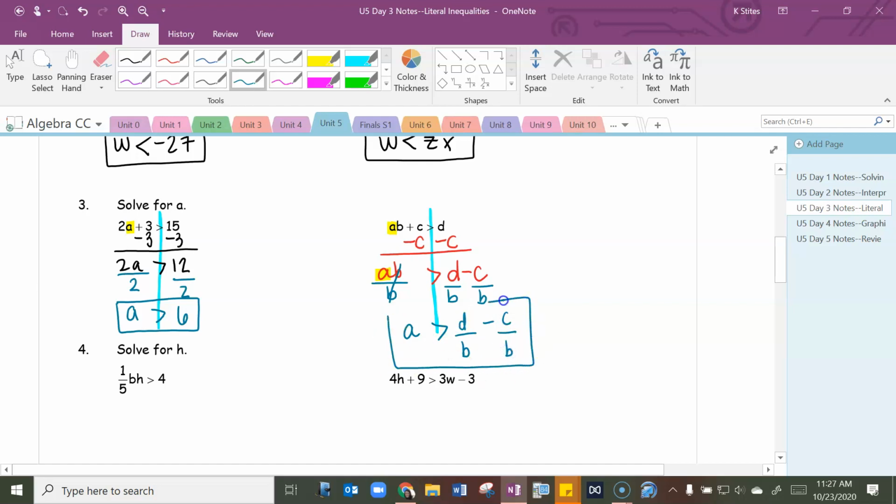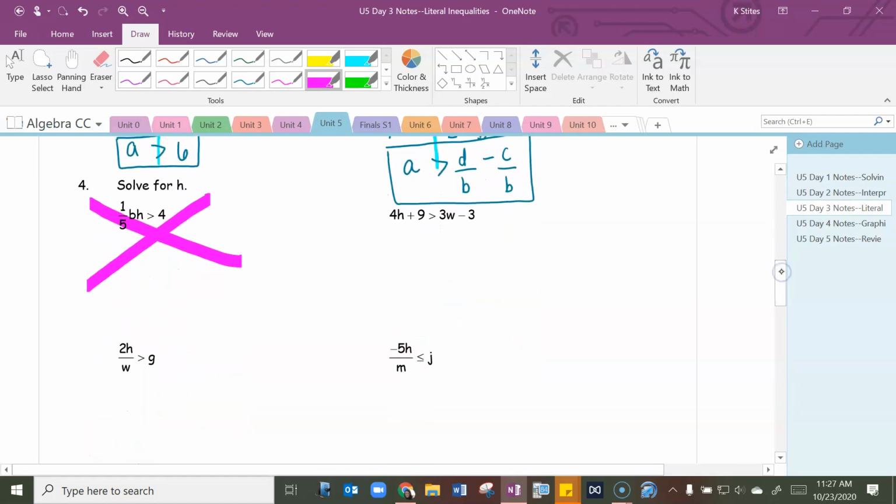Okay, so again, this should look familiar from earlier in the semester. The only thing we have to be careful about is making sure that we flip our symbol when we divide by a negative. Okay, number 4, we're going to go ahead and skip that first one. But we're going to do these other 3. So we're solving for h this time.